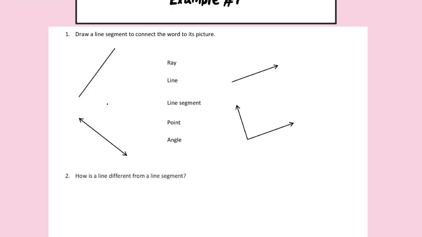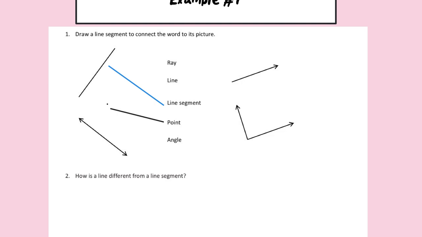So now that we have gone over our vocabulary, we can start with example 1. Our directions for example 1 tell us to draw a line segment to connect the word to its picture. First, we're going to take a look at this shape we have here. We see that there are no arrows, indicating that this will not go on forever on either end, and that would make this a line segment.